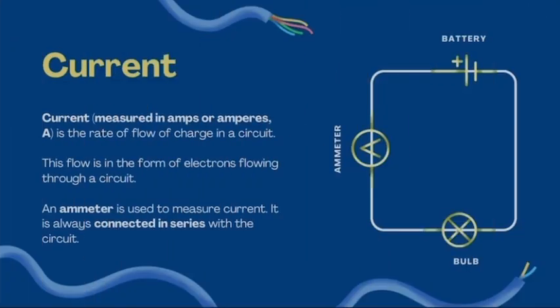Current, measured in amps or amperes, A, is the rate of flow of charge in a circuit. This flow is in the form of electrons flowing through a circuit. An ammeter is used to measure current. It is always connected in series with the circuit.